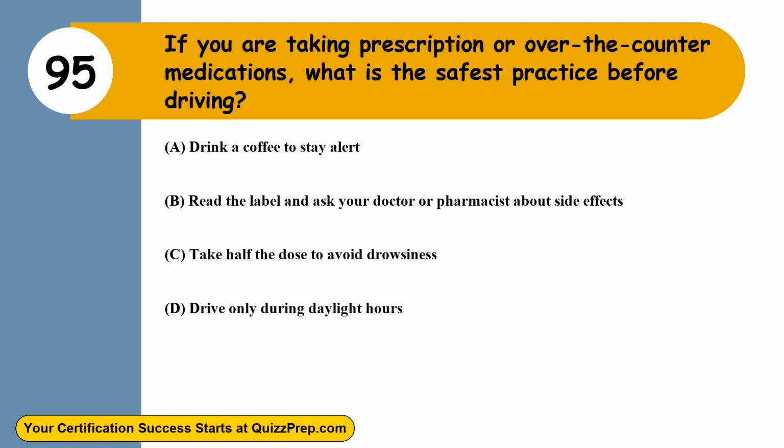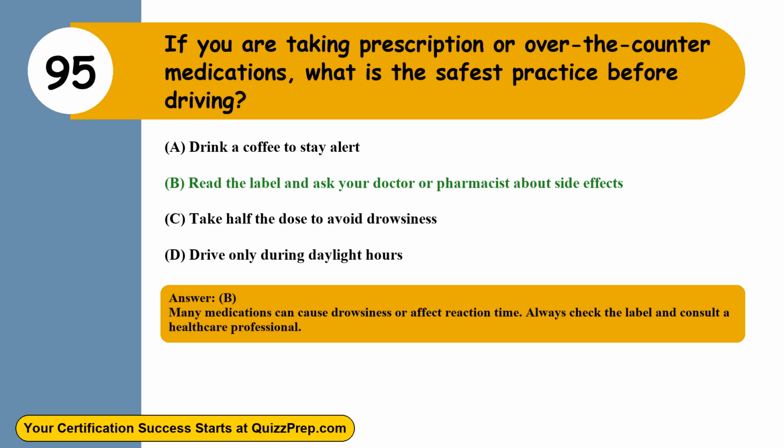Question 95. If you are taking prescription or over-the-counter medications, what is the safest practice before driving? Option A, drink a coffee to stay alert. Option B, read the label and ask your doctor or pharmacist about side effects. Option C, take half the dose to avoid drowsiness. Option D, drive only during daylight hours. The correct answer is option B. Read the label and ask your doctor or pharmacist about side effects. Many medications can cause drowsiness or affect reaction time. Always check the label and consult a healthcare professional.